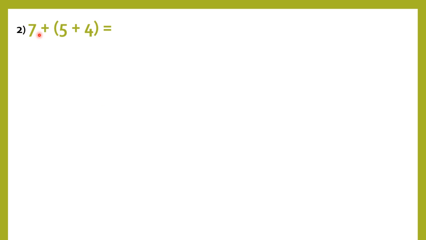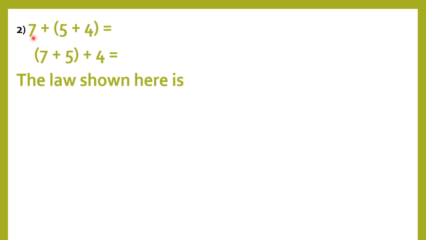Second one is (7 plus 5) plus 4 is equal to dash, and 7 plus (5 plus 4) is equal to dash. Okay, let's solve it first. First we solve the bracket. So 5 plus 4 is 9 and then plus 7, and 7 plus 9 is 16. Now here first we add 7 plus 5, it's 12, and then plus 4 is equal to 16.